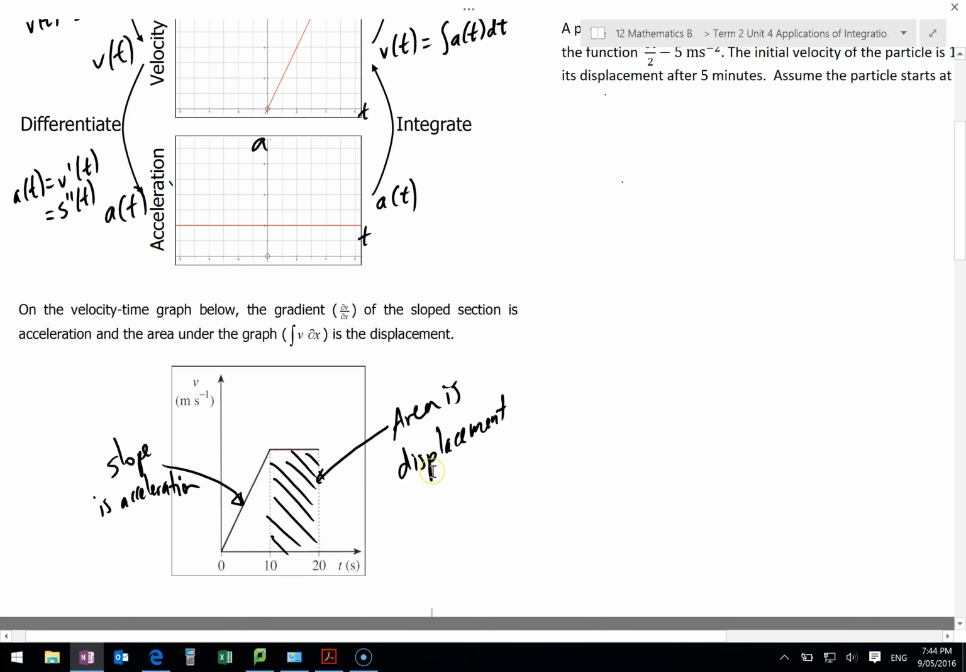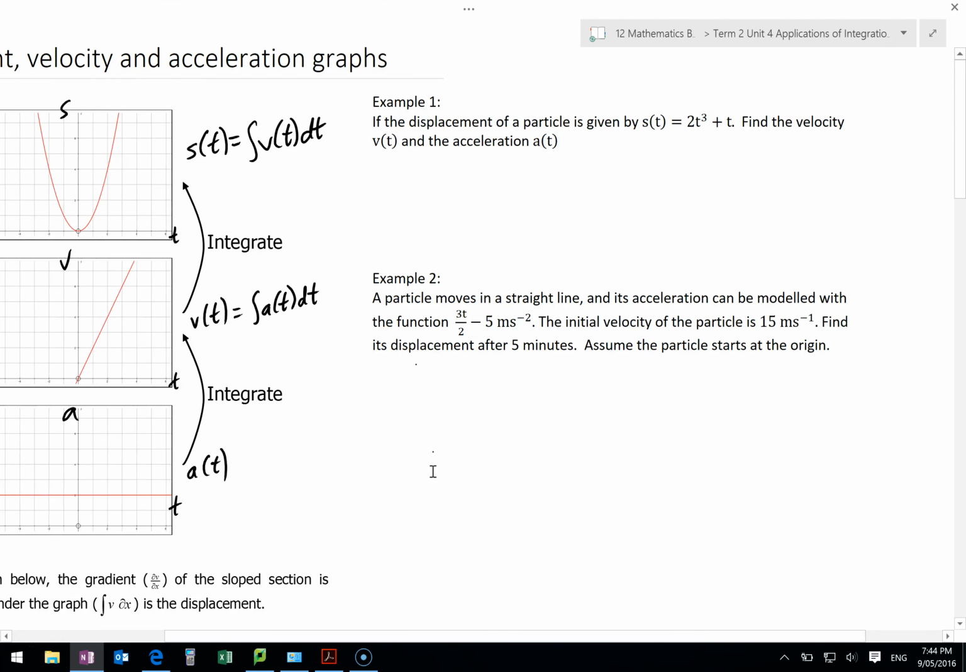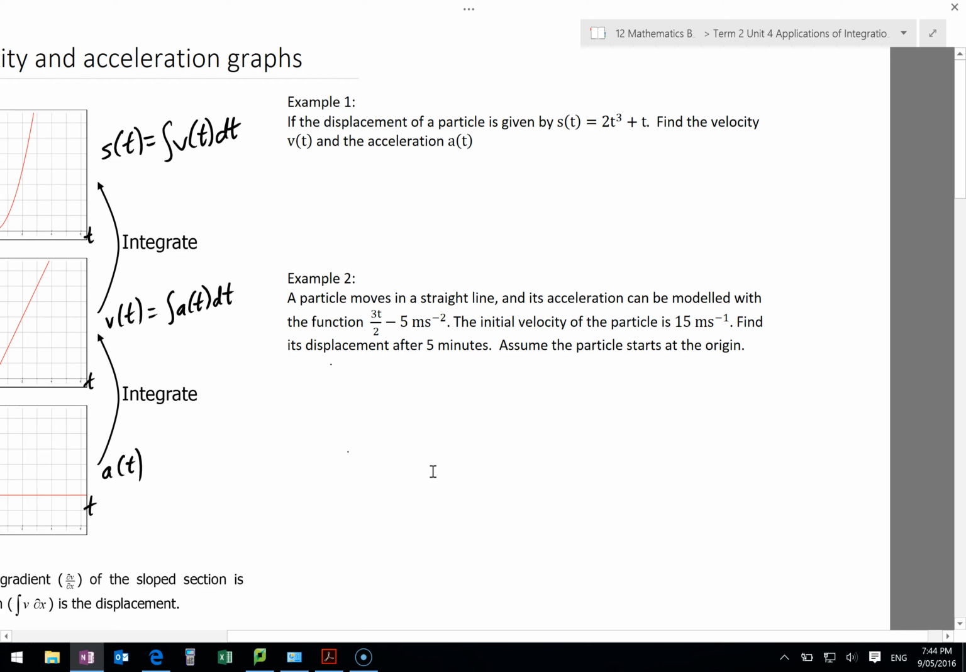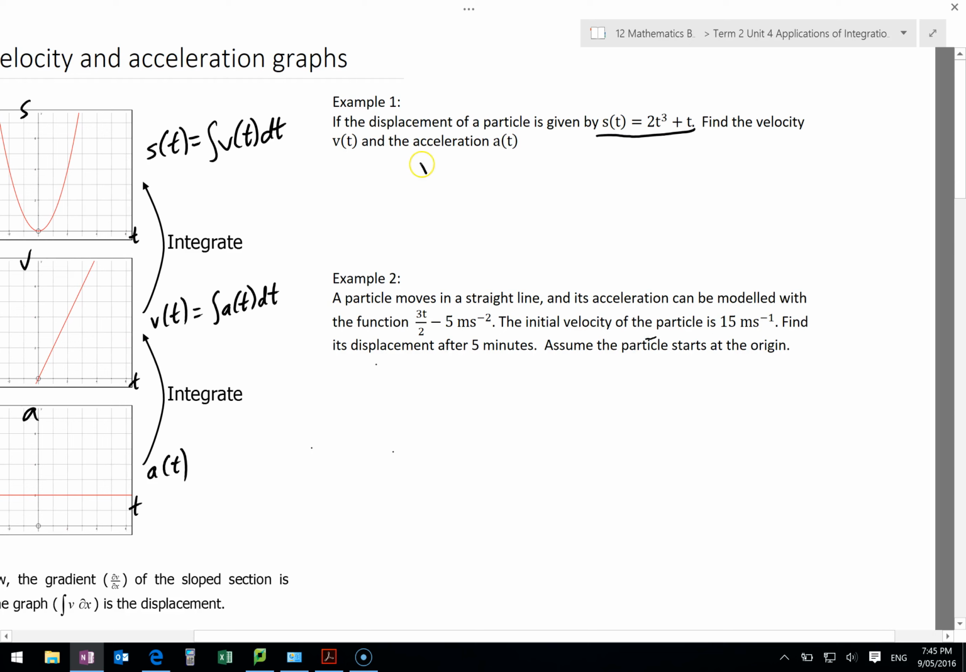Good. Alright, so let's go on and have a look at an example using these skills. If the displacement of the particle is given by this function, s of t equals 2t cubed plus t, find the velocity and the acceleration. So remember, I'm given the displacement, I'm trying to find velocity, so I'm down here. I need to differentiate. Velocity is found by the derivative of the displacement, which would equal 6t squared plus 1.